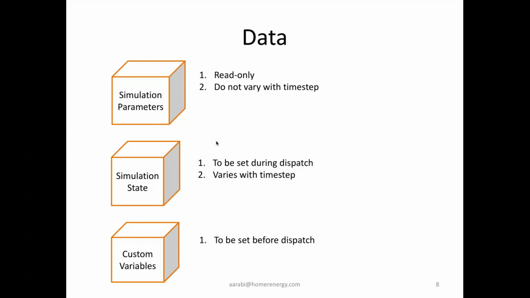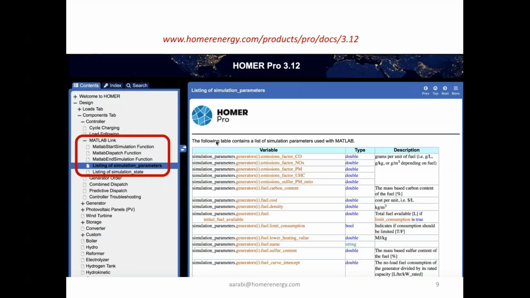Simulation state, on the other hand, is a data structure that you will need to set in your custom dispatch. And variables in this data structure will vary with every time step. An example would be maximum charge and discharge power of a battery in a particular time step. The third data structure is custom variables. It's optional, but you can choose to create your own variables to use in your dispatch. Now, if you would like to access the variables under each of the 2 data structures, simulation parameters and simulation state, you can do so by going to our online help documentation. We have a section called MATLAB Link under controller.